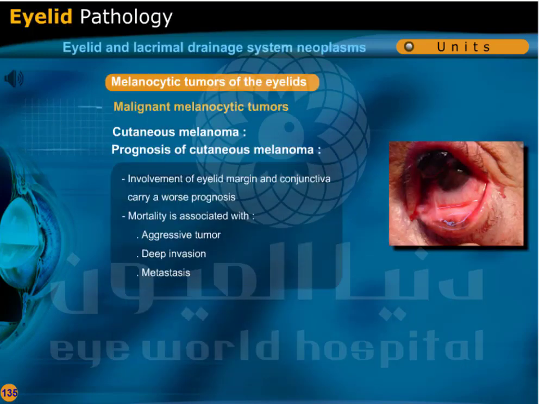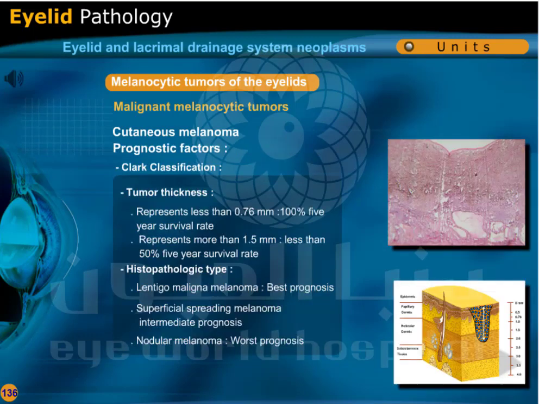Prognosis of cutaneous melanoma. Involvement of eyelid margin and conjunctiva carries a worse prognosis. The mortality is associated with aggressive tumor, deep invasion, and metastasis. Prognostic factors of cutaneous melanoma. Clark classification.